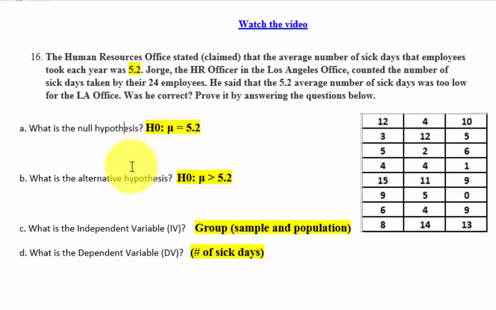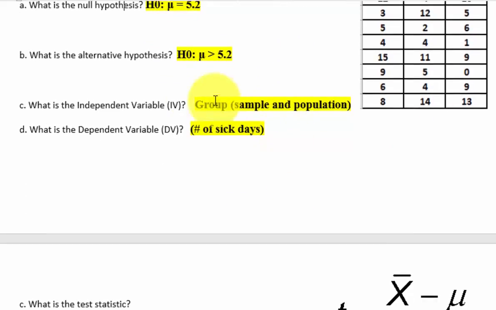So the null hypothesis states that the population mean is indeed 5.2. And the alternative is, no, it's going to be greater than 5.2. Since it's greater than, that makes it a one-tailed test, okay? What's the IV? The IV is always groups with t-tests and ANOVAs. So the groups here is a sample, that's Jorge's data, versus the stated population mean, okay? The DV is the number of sick days.